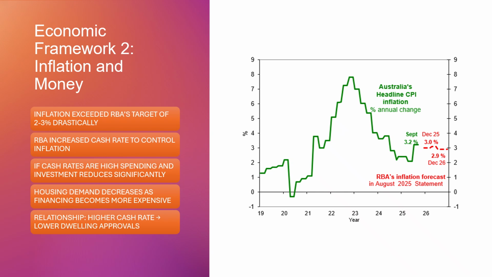Higher interest rates reduce spending and investment by making borrowing more expensive. This process helps slow down inflation, but it can also reduce activity in interest-sensitive sectors such as housing and construction, as people are more reluctant and cautious, buyers and developers that is. Based on this framework, we would expect higher cash rates to be associated with lower dwelling approvals. The analysis performed in Excel was used to test whether this relationship existed in the data.